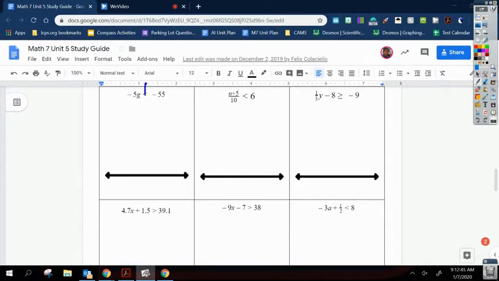Very simple one step here. Split down the middle. Don't add 5. It's negative 5 times g. That's a problem we really need to get over. It's not negative 5 subtracted by g. It's negative 5 multiplied by g.